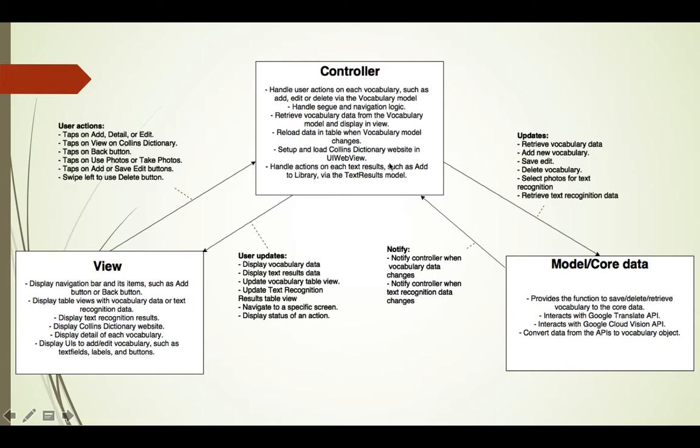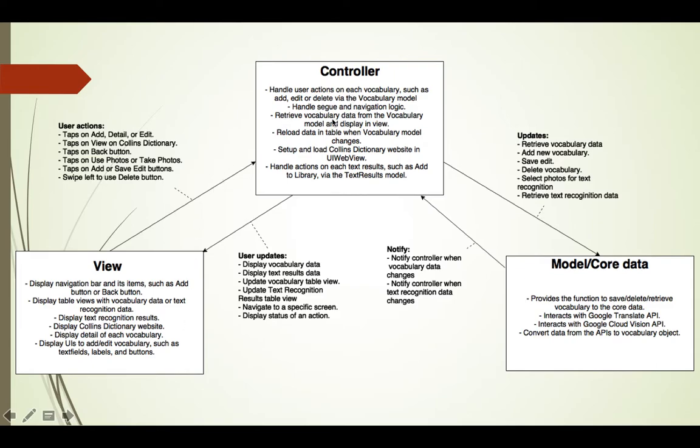The model interacts with the controller through notification. Whenever the data inside the model changes, it notifies the controllers so that the controller knows to react accordingly. We should not have any direct relationship between view and model, like I did in the UML diagram.